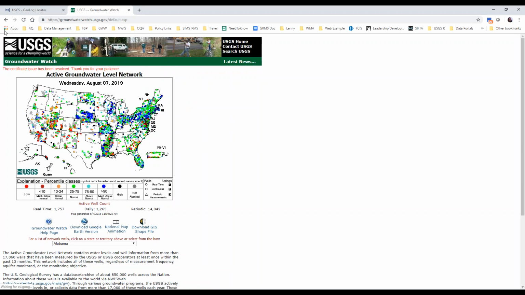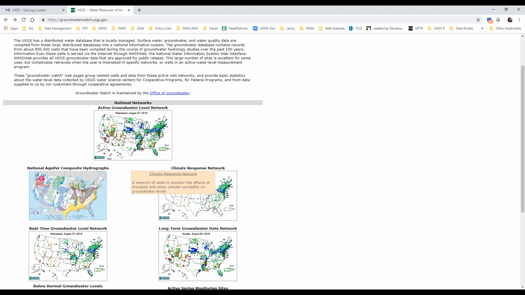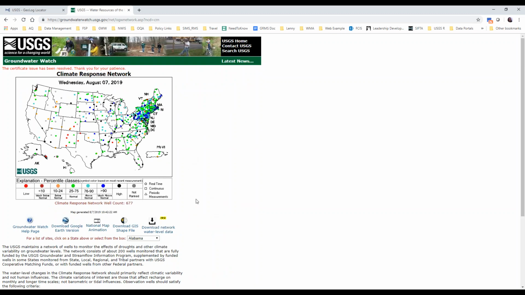One of the things I'm going to jump to that I think might be helpful for this group as well: we do have a climate response network, and this network has very clear objectives. We want to know what water level conditions reflect climate change over time, and we want to select sites that are least impacted by human activity, not around irrigation or pumping, or a domestic well that's going to be pumped on and off. They're pretty much left alone and don't have a large anthropogenic signature.